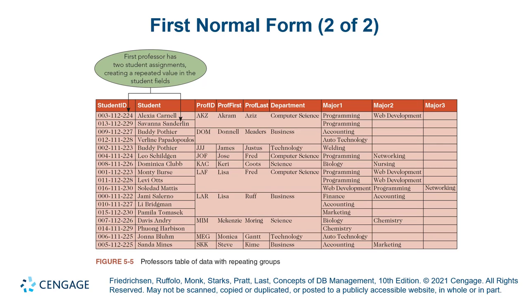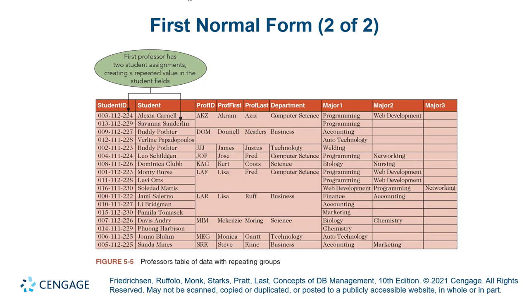We should have a table on the student, a table on the professor, and then the department and majors would probably be a separate table as well. By breaking it down that much further, it's going to allow us to not have repeating values in our fields.